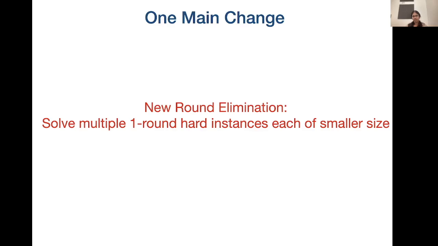What we're going to do instead is solve multiple 1 round hard instances, each of them with a smaller size, to get a 2 round hard instance. And this is inspired by the approach of Conrad and Naidu from 24.